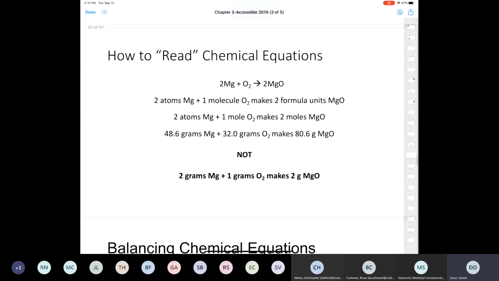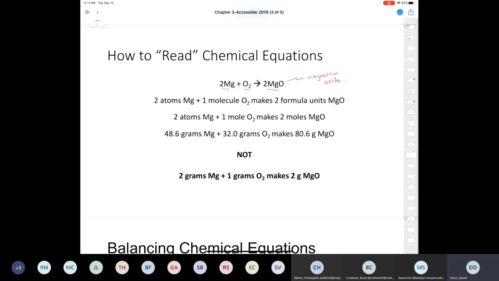Okay, so how to read chemical equations. This is just more rehashing of the same thing, but repetition is a good thing when you're trying to learn. Let's say we had 2 magnesiums plus 1 oxygen gives you 2 magnesium oxide, right? You should practice your nomenclature, magnesium oxide. Anyhow, there we go.